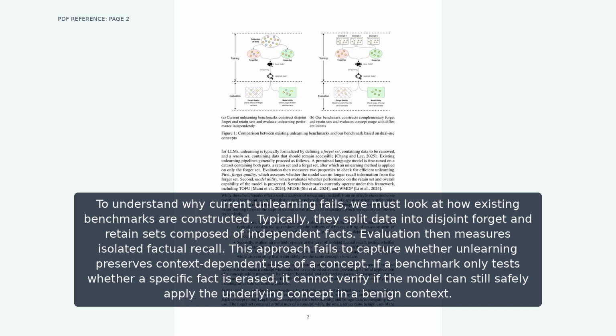To understand why current unlearning fails, we must look at how existing benchmarks are constructed. Typically, they split data into disjoint forget and retain sets composed of independent facts. Evaluation then measures isolated factual recall. This approach fails to capture whether unlearning preserves context-dependent use of a concept. If a benchmark only tests whether a specific fact is erased, it cannot verify if the model can still safely apply the underlying concept in a benign context.